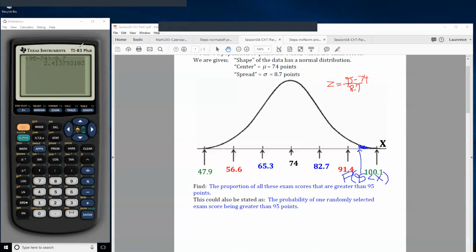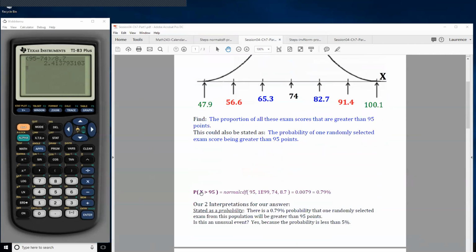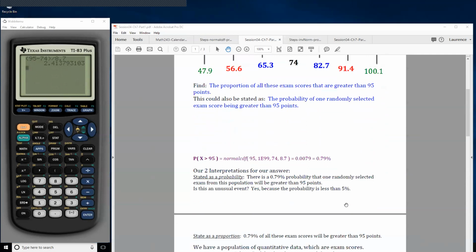Now, because my pad isn't cooperating, I'm going to clear this and scroll down so you can see the better work. So here's the notation, the function. We actually already punched this one in, but then stating it as the probability and as a proportion. But this is as a probability, and then down here is what it looks like as a proportion.